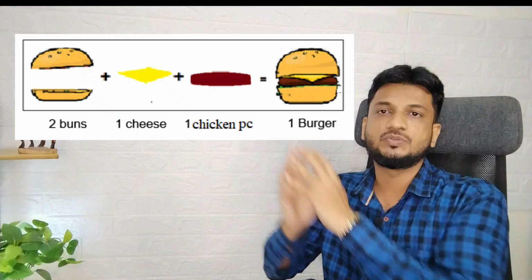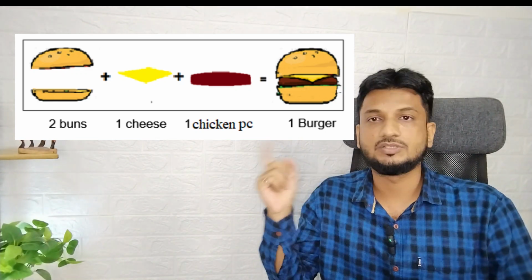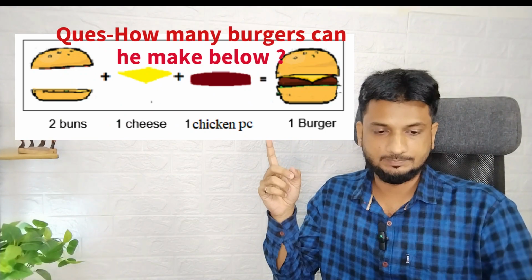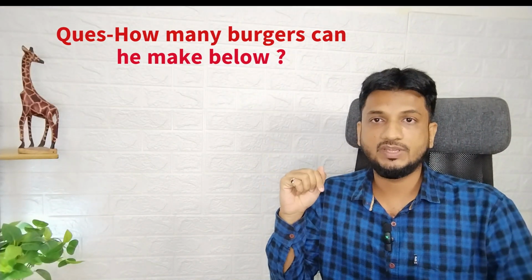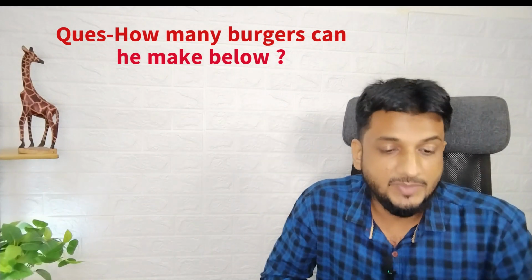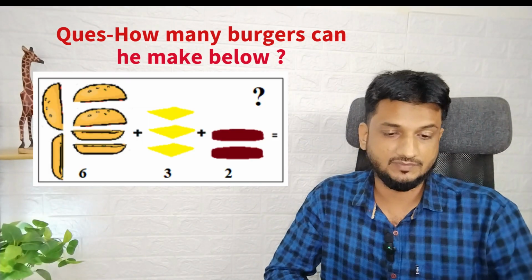Now, let's put it together as a reaction here. So we have 2 buns plus 1 cheese plus 1 chicken fillet gives 1 burger. All right, now we can arrange this and ask questions on it. So how many burgers can he make below? So there's one situation given here.